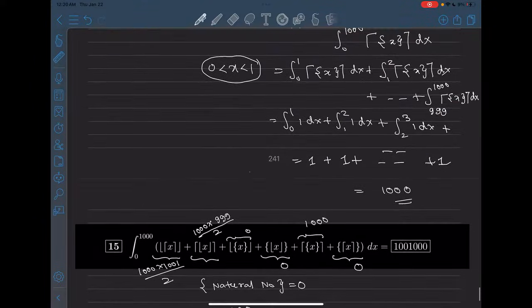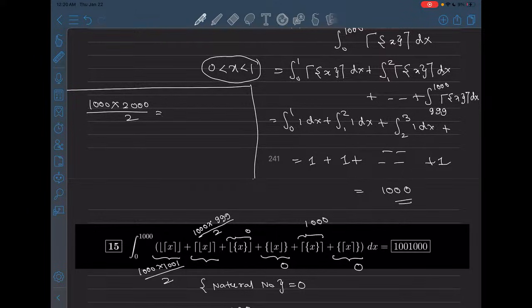If we add them all up, let's do it here. So what do we get? If we add the first two terms, we get 1000 into 2000 over 2. So that's just 1000 into 1000, which is 1000000, right? And we have one more 1000 to add from here. If we add that 1000, we get 1001000, which is the answer. Do you guys see it?